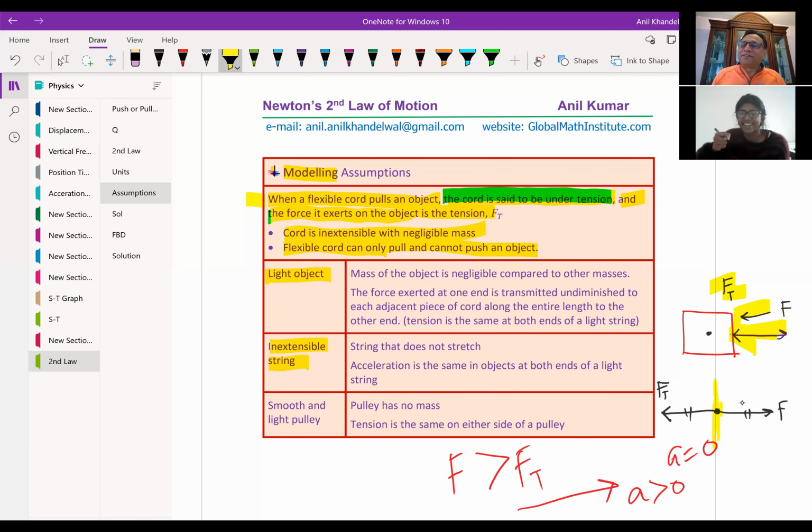It is just keeping it, because you said it's flexible. How can it push? It can't. It will just go like that. You have to pull it. These are very important basic things which we are talking about at present. We'll get to the solution soon.